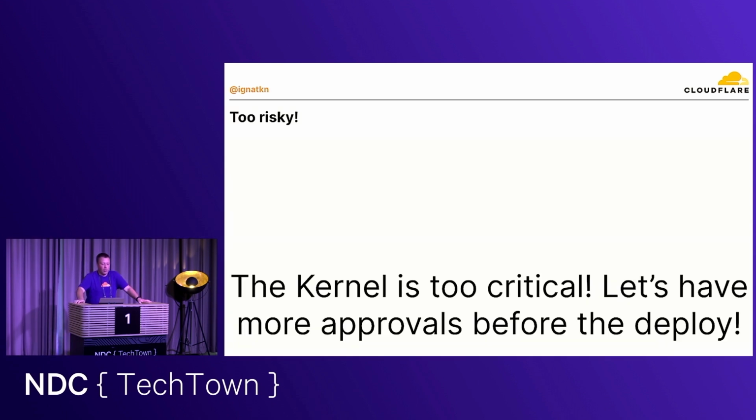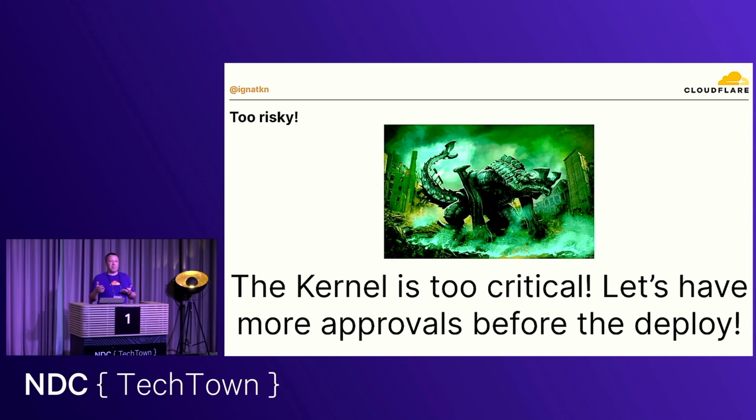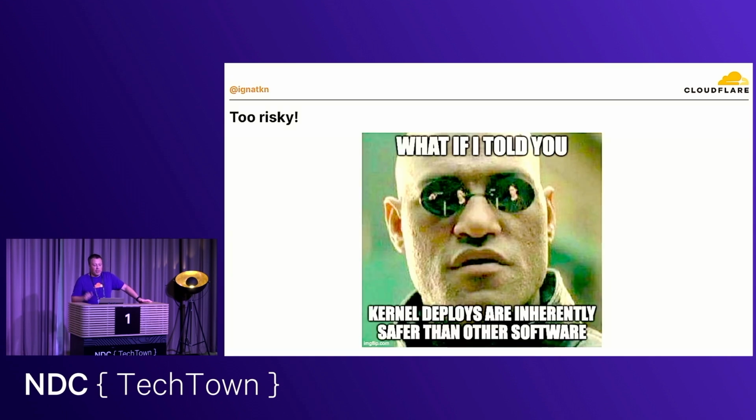The final argument which you usually get, especially in some companies, is that the kernel is just a critical component, so let's have more approvals before deploy. So for a regular software release, you need to have 1 approval, but for the kernel, you need to have 3 approvals or 2 approvals, right? And again, this is related to our perception that the kernel is like a big monster which can destroy our universe. It's just too risky. But what if I told you today that kernel deploys are inherently safer than any other software? Would you believe me?